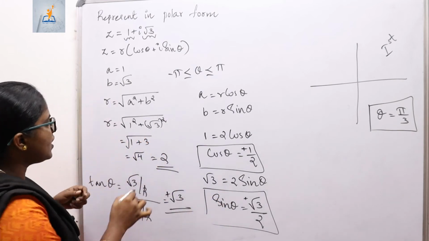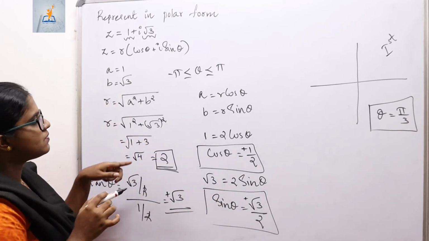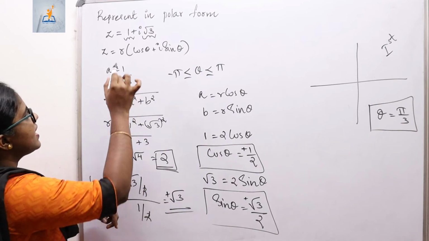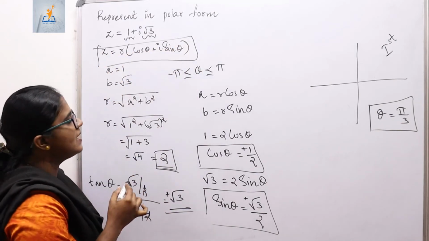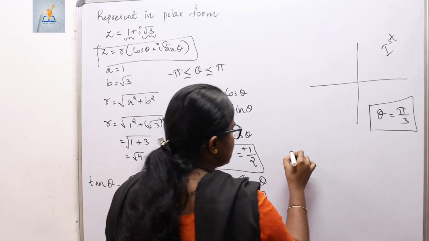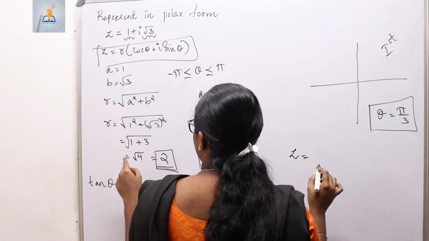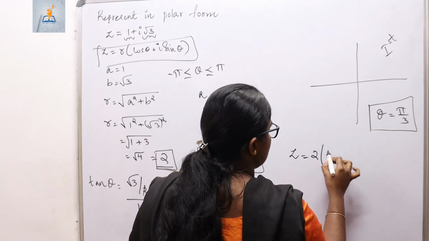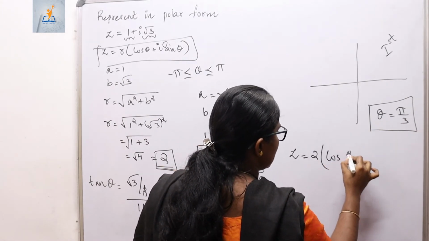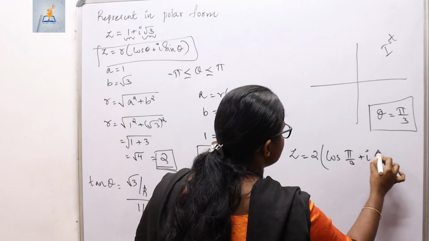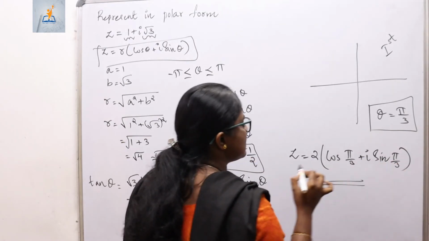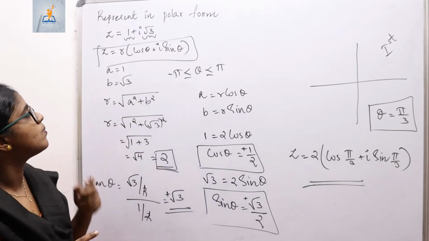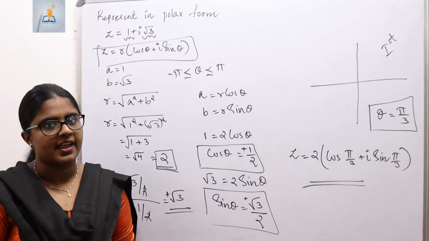And we also got r as 2. Since we have r and theta, we can substitute them in this equation, which is the polar form of the complex number. So z is equal to r into cos theta plus i sin theta, that is 2 into cos pi by 3 plus i sin pi by 3. So this is the polar form of the given complex number 1 plus i root 3.